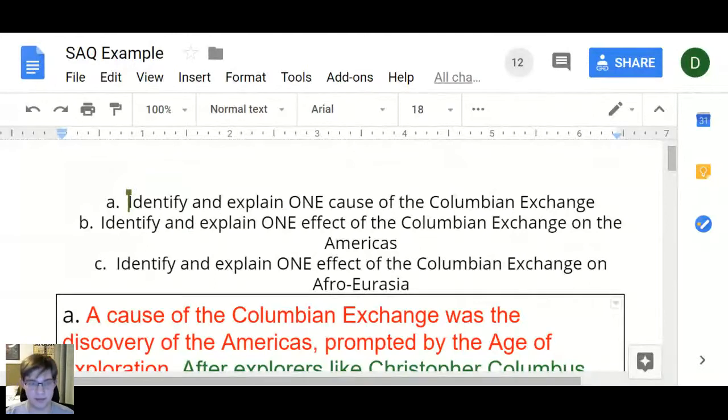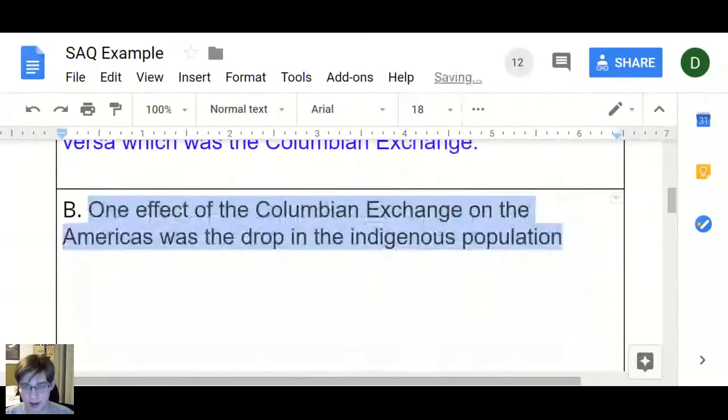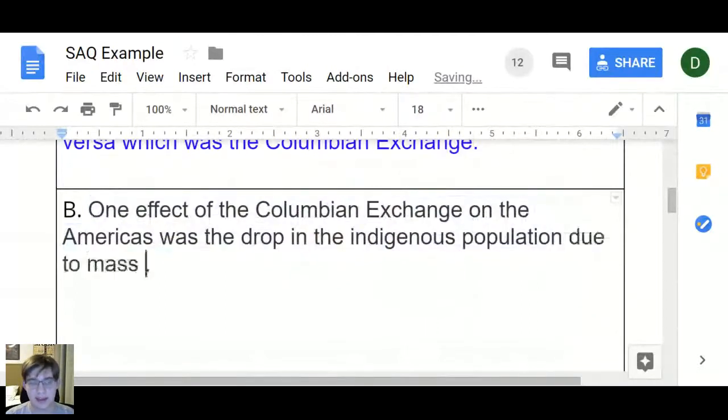There's our answer: one effect of the Columbian exchange on the Americas was the drop in indigenous population. Maybe we could say due to mass death. Europeans just went in there and wiped out half the population. All right, there we go.